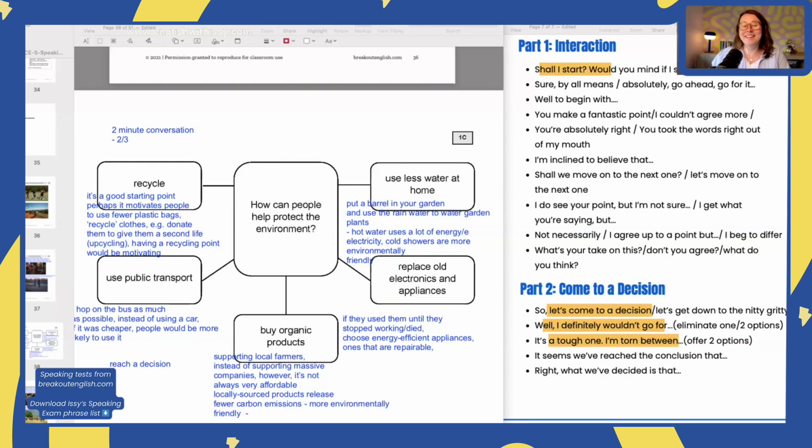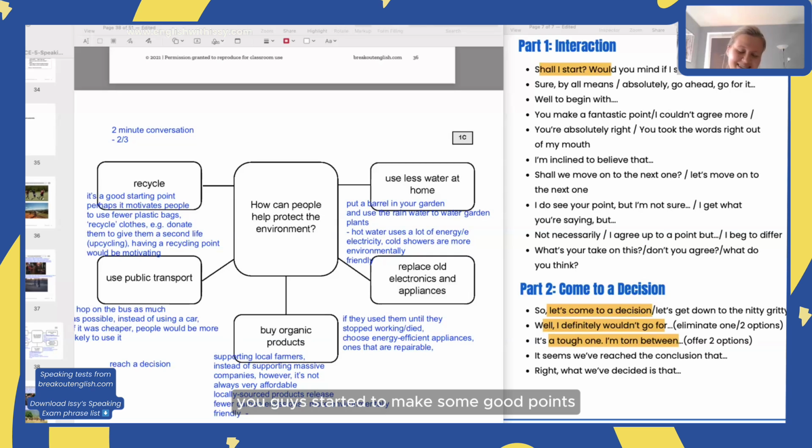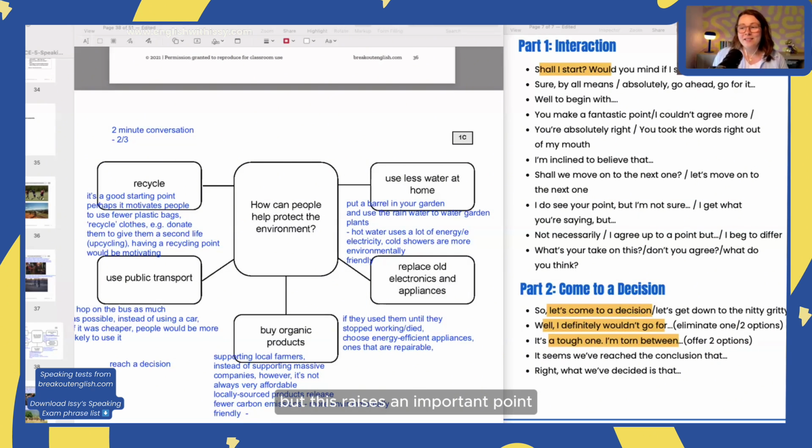Guys, again, 60 seconds just flew by like that. You guys started to make some good points, but this raises an important point, which is that in this part of the exam, there's not time to get into another discussion about how recycling can protect the environment. Something we need to think about is you have 2 minutes in your collaboration to talk in detail about these points. You have just 60 seconds to reach a negotiation.